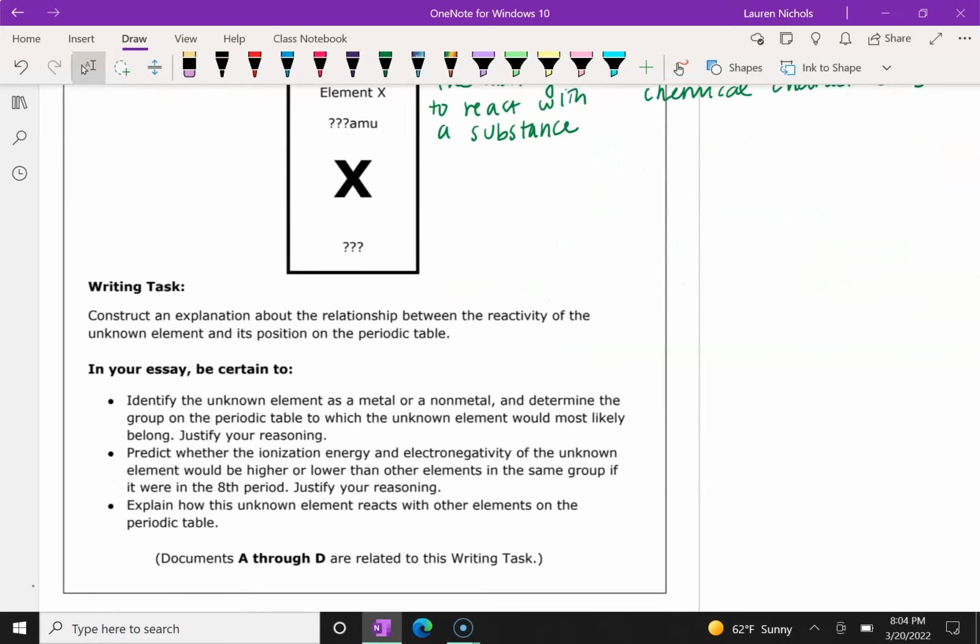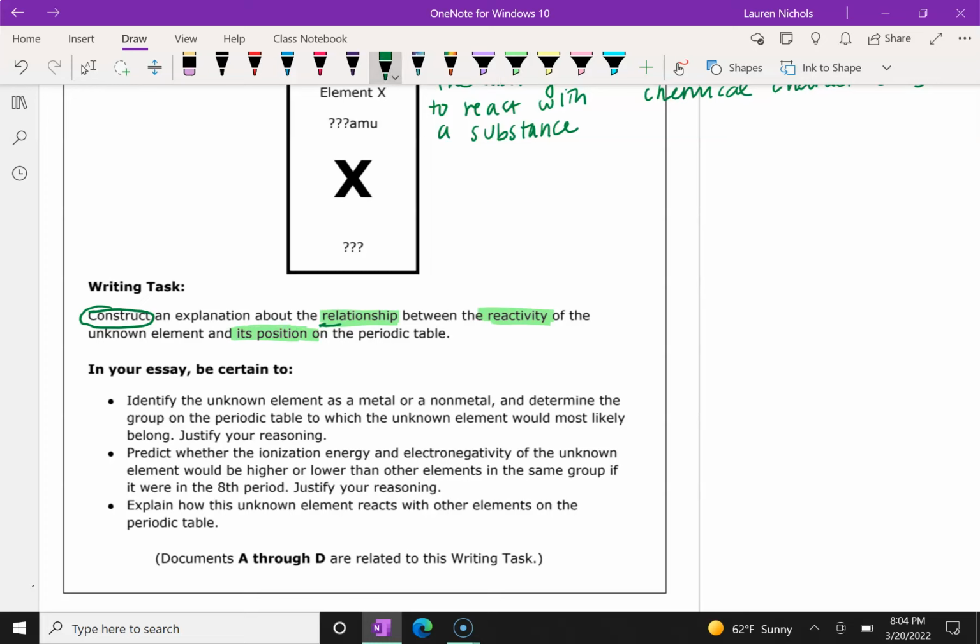So our writing task: construct an explanation. The word construct is a directional term. It's telling me to do something, so I'm going to circle it. About the relationship between the reactivity of the unknown element and its position on the periodic table. So one thing is, it's not a vocabulary word, so I might just highlight it, but it's the relationship between the reactivity and its position. So that's going to be the main focus of the essay.